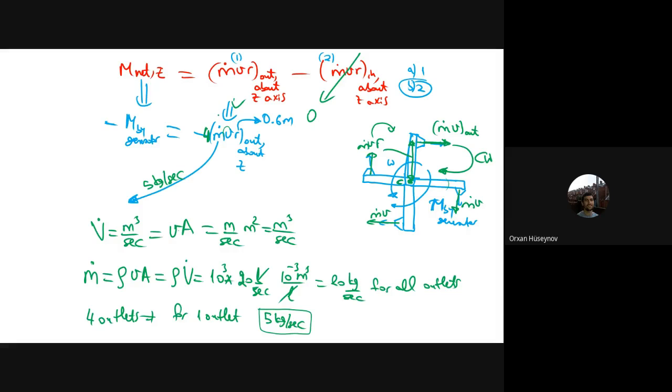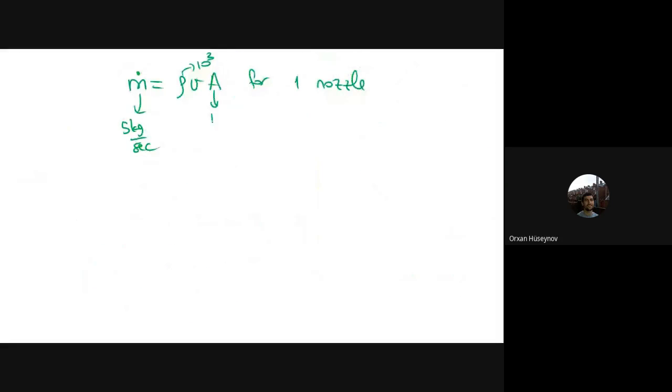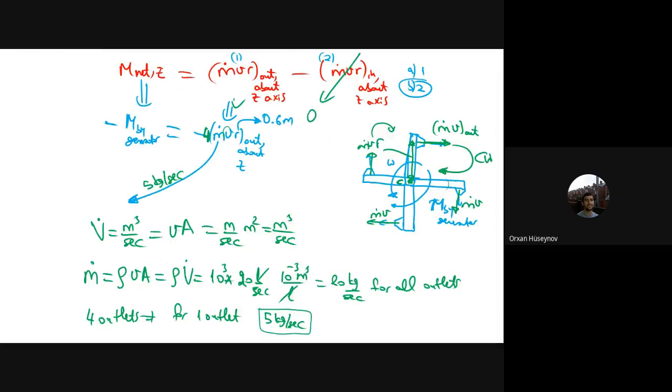Area: it is given in the question that each nozzle has a diameter of 1 centimeter. You can see it here. Therefore, I can write pi d squared by 4. It will be pi times 0.1 squared by 4. Actually, it is 1 centimeter, so 0.01.